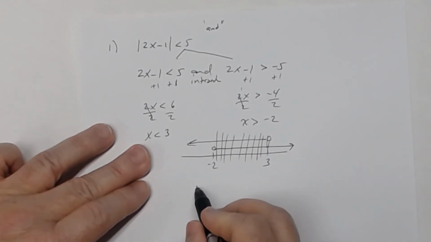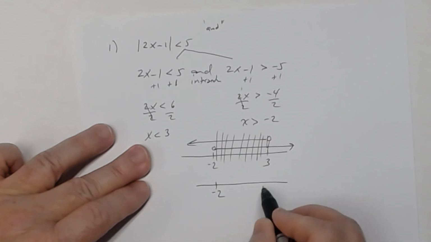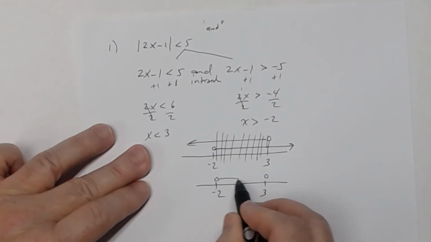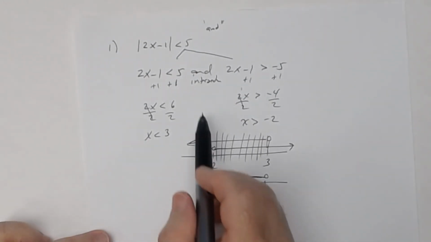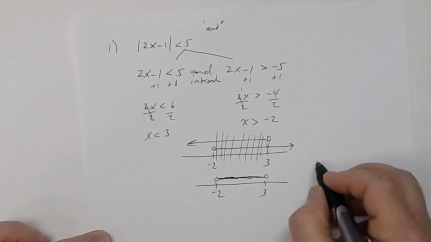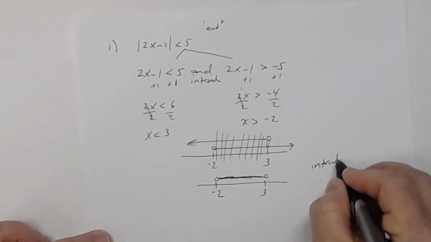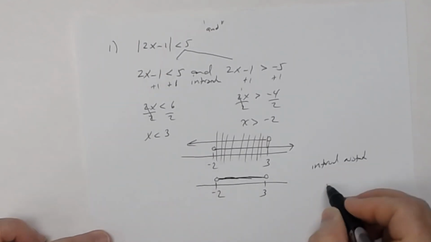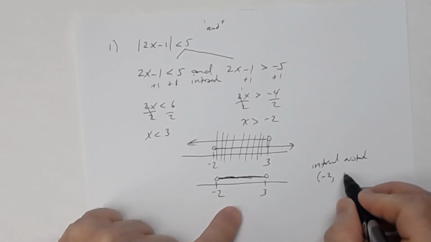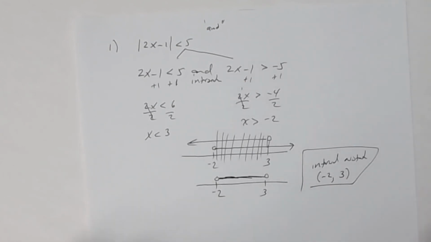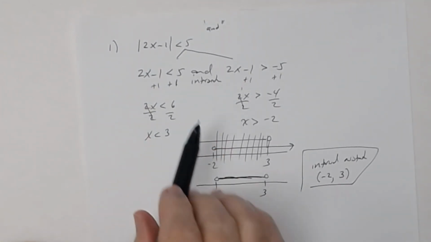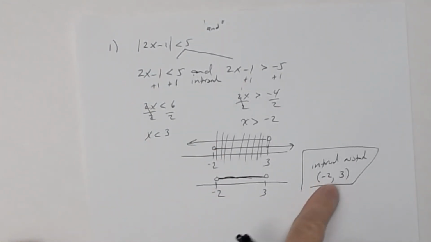And so the only thing that overlaps would be negative 2, between negative 2 and 3. Don't forget the open circles. So anything shaded is a solution to the original. So in terms of interval notation, you're going to say parentheses negative 2 all the way to parentheses 3, and that's your solution. So your solution to the original will be any real number between negative 2 and 3.